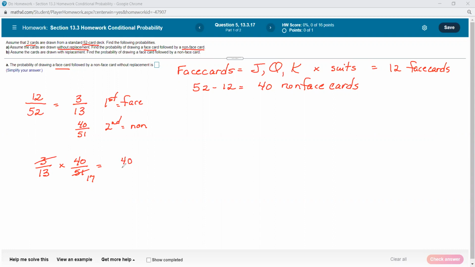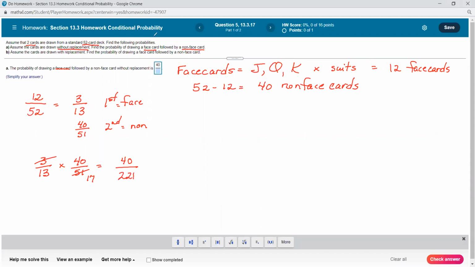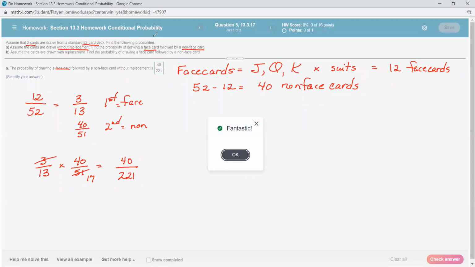So this is going to be 40 on the top. On the bottom, we got 13 times 17, 221. Let's put this in. Fantastic.